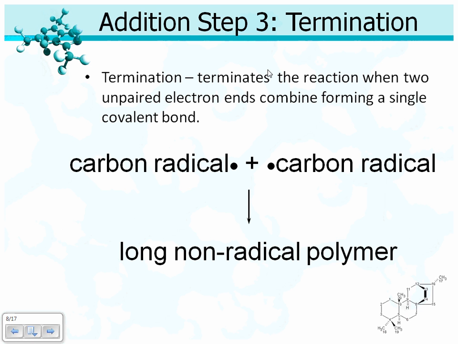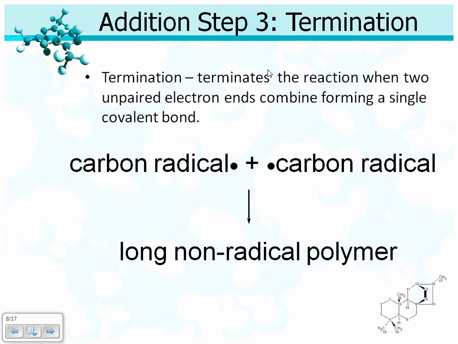And then the last step is the termination step. This is when two carbon radicals come together to make a single covalent bond with no more of those free electrons and free radicals on the end. So this is how that whole process would stop.